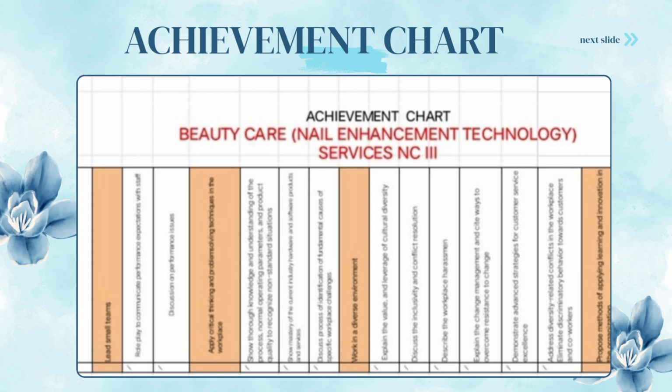So the symbols used are similar to the progress chart. A check mark indicates that a requirement has been satisfied, a C signifies that the trainee is competent or has passed, and a blank space means the task has not yet been completed. This chart helps trainers and assessors determine which outputs have been accomplished, which are still pending, and which require more focus.